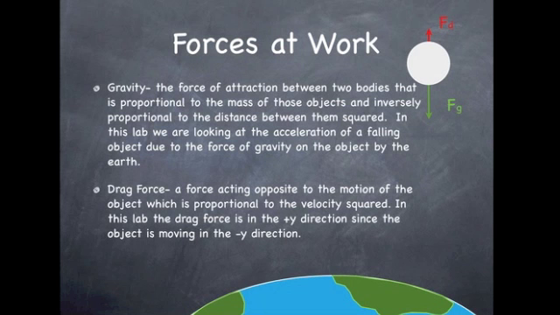The forces at work in this lab are gravity. This force of attraction between two bodies is proportional to the mass of those objects and inversely proportional to the distance between them squared. In this lab, we are looking at acceleration of a falling object due to the force of gravity on the object by the Earth. The drag force is a force acting opposite to the motion of the object, which is proportional to the velocity squared. In this lab, the drag force is in the plus y direction since the object is moving in the negative y direction.